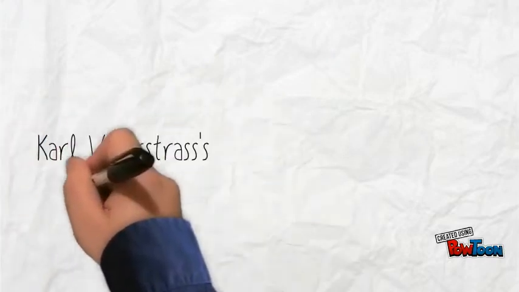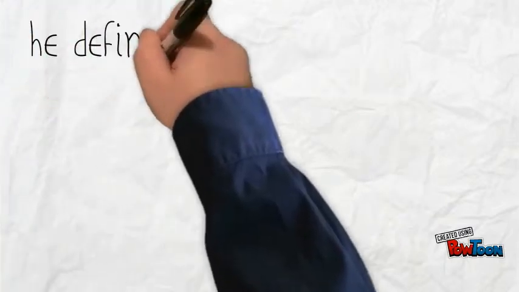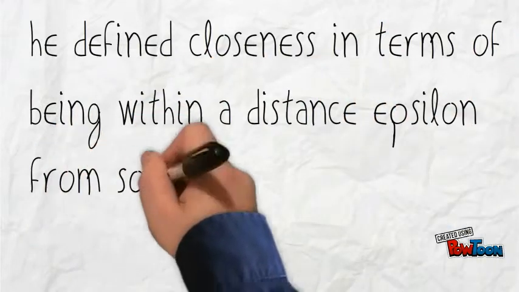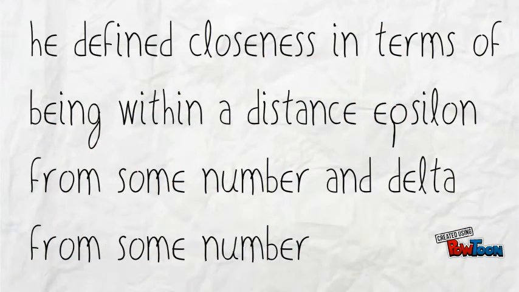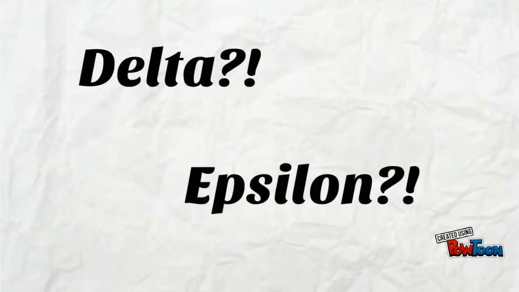This is where Karl Weierstrass's definition of limits comes in. It defines what we mean by close in great detail. He defines closeness in terms of being within a distance epsilon from some number and delta from some number. Delta? Epsilon? What is this? Well, it's actually pretty simple.